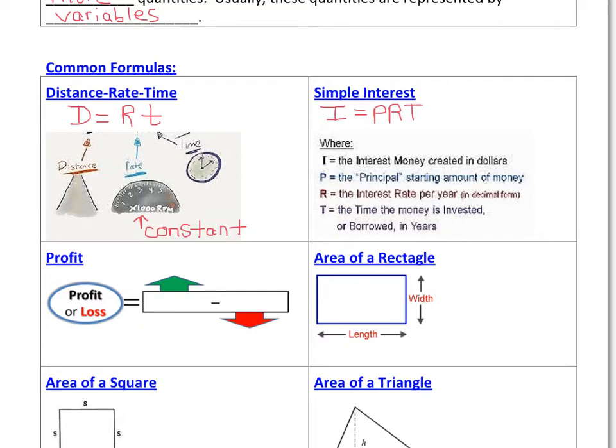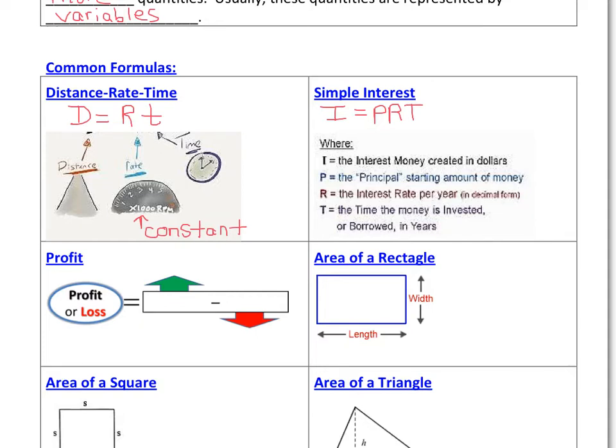Okay, principal, P, is the starting amount of money. So if you're borrowing money, say if you want to buy a car for $20,000, that would be the principal. You're borrowing that much money. If you are putting $10,000 into a bank account, that's your principal.